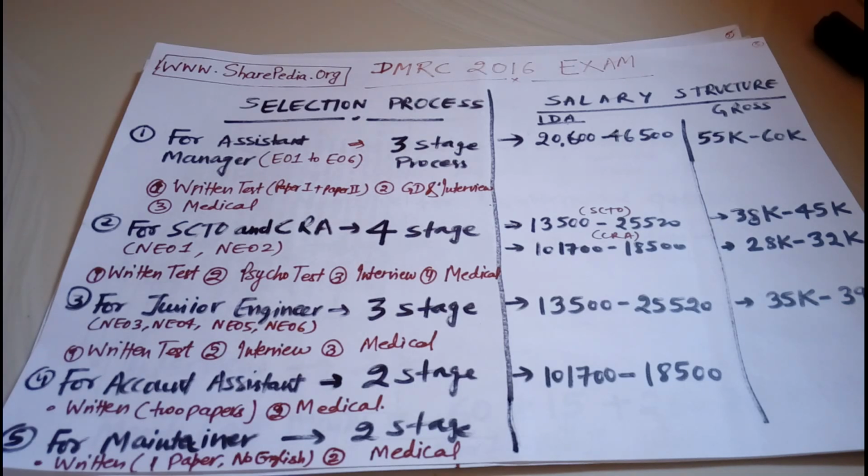And if you talk about CRA, their IDA is 10,700 to 18,500, and the gross salary comes to 28,000 to 32,000. And if you talk about the junior engineer post, their IDA is the same as station controller, and they get 35,000 to 39,000. And if you talk about account assistant, their industrial scale is 10,700 to 18,500. So this is all about the salary structures of various posts.